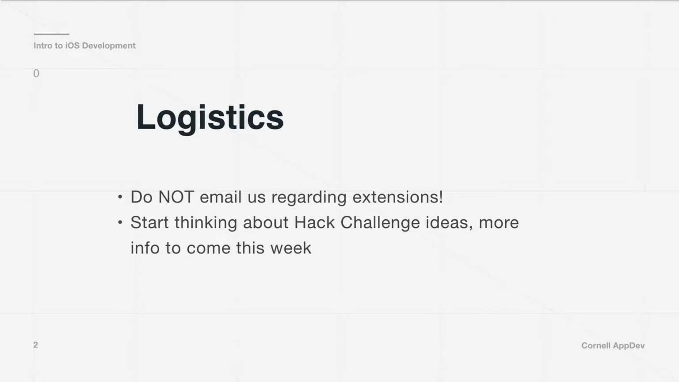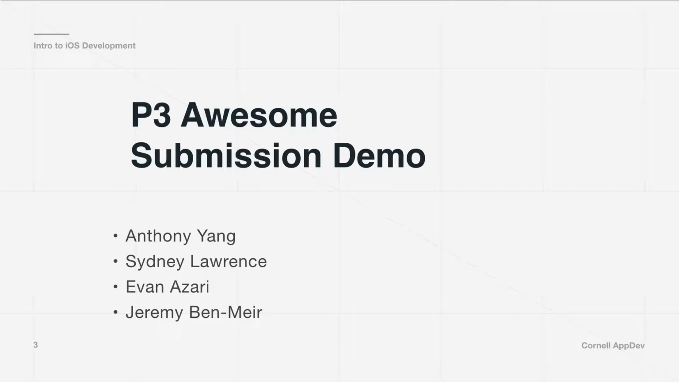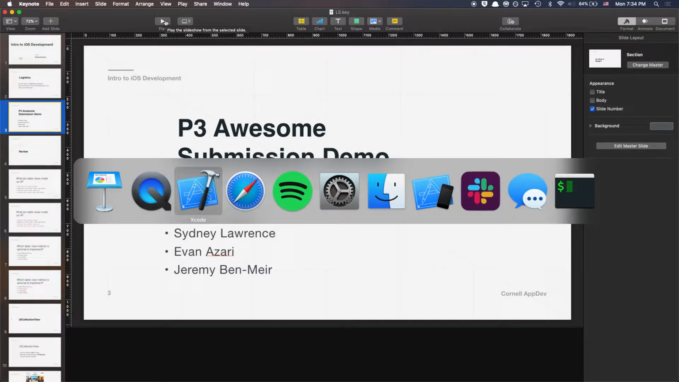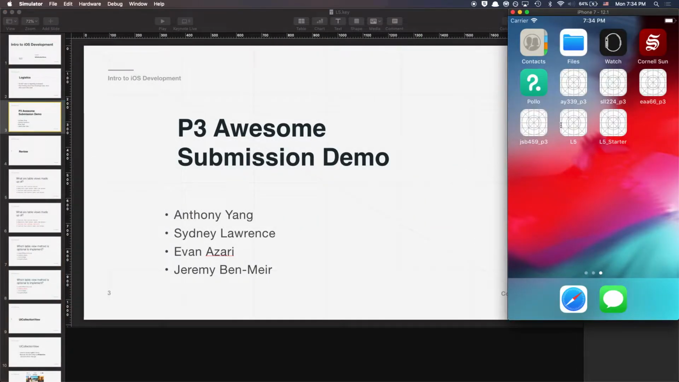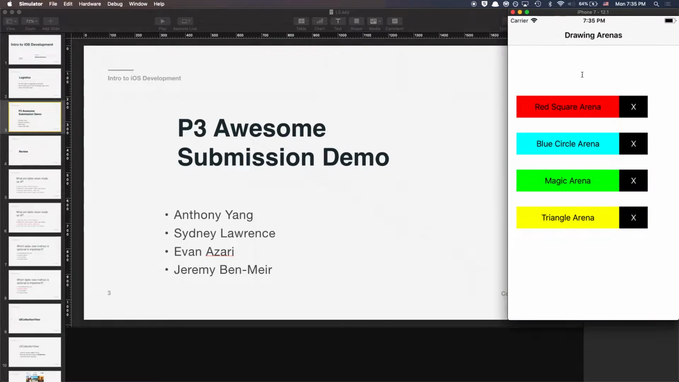Okay, cool. So a lot of people submitted really amazing project 3s. Unfortunately, I could only pick a handful just for time constraints, but we're gonna go through these 4 students' submissions. So the first person is Anthony. Are you here, Anthony? No. All right. Anthony. Sad. So here we have 4 arenas.